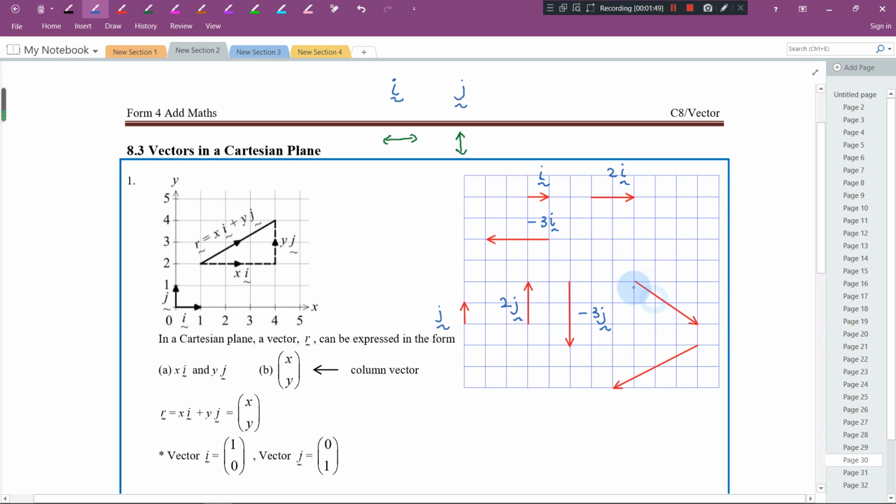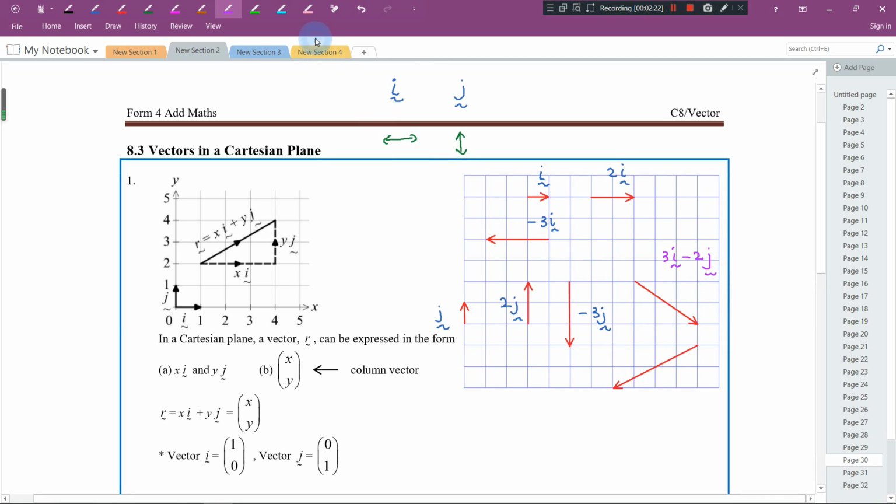So in this case, this and this, we have to use the combination of i and j. Because it's not only go up or go to left only, it's go to right and then go down, right? So we need to use i and j together. So 1, 2, 3. So from here we get 3i, and then go down 2 units, negative 2j.